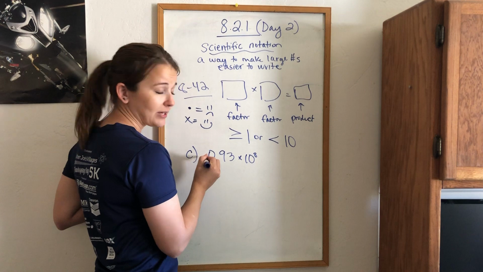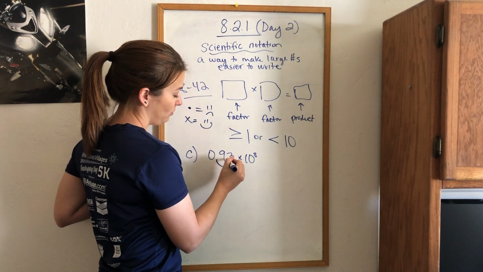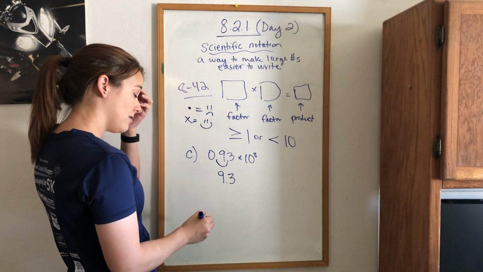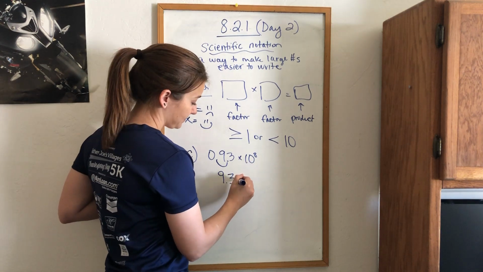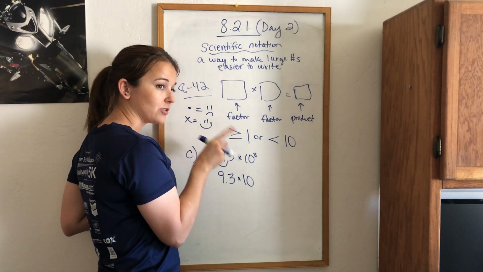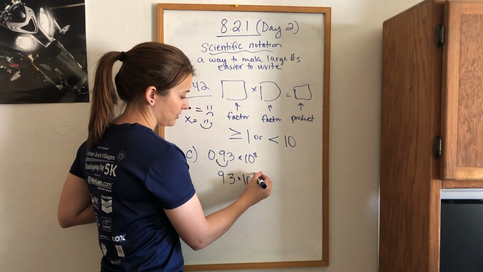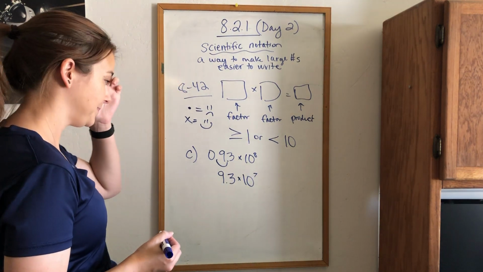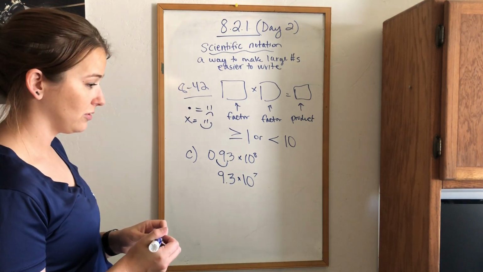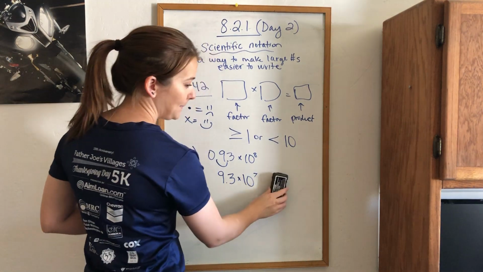Well, if I move to the left, I'm going to keep making it smaller and smaller, so that's not going to work. If I move it to the right once, I get 9.3, which works because that's less than 10 but more than 1. And we're going to change that exponent. So we move to the right this time, so the exponent is going to get smaller because this number got bigger. So that's going to be 10 to the 7th power. That would be the correct scientific notation for part C.